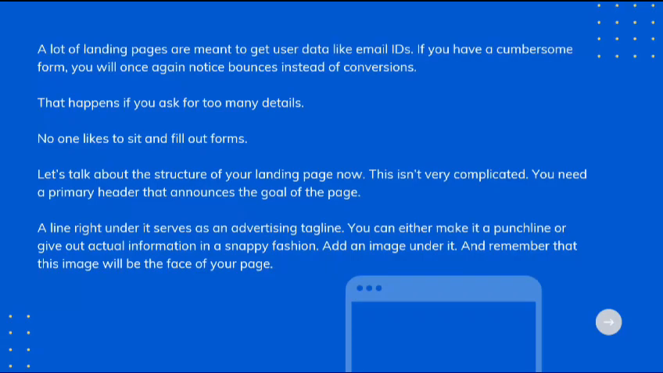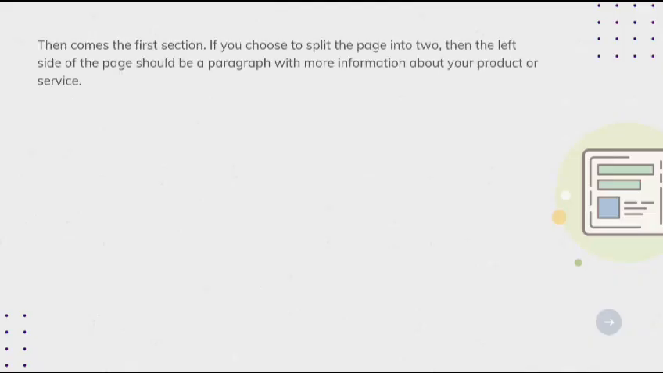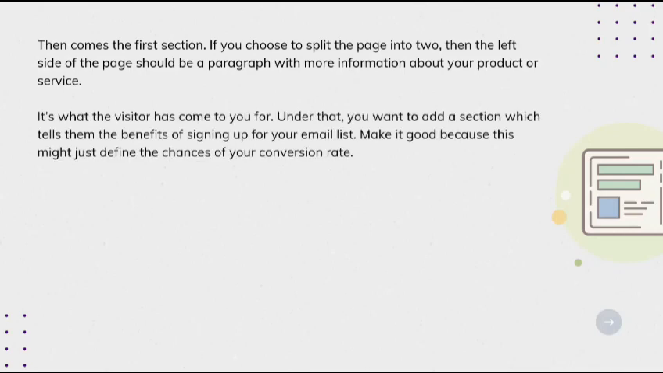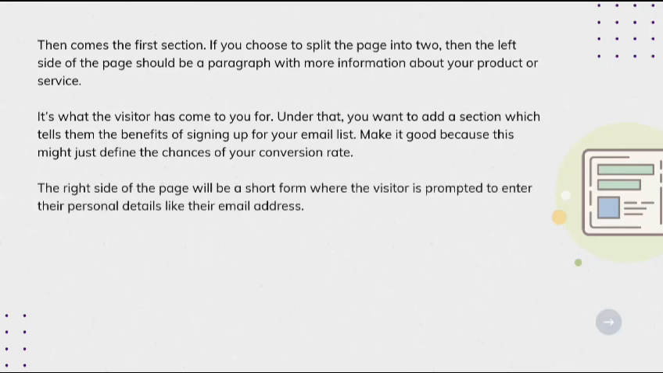Then comes the first section. If you choose to split the page into two, then the left side of the page should be a paragraph with more information about your product or service. It's what the visitor has come to you for. Under that, you want to add a section which tells them the benefits of signing up for your email list. Make it good, because this might define the chances of your conversion rate. The right side of the page will be a short form where the visitor is prompted to enter their personal details, like their email address.